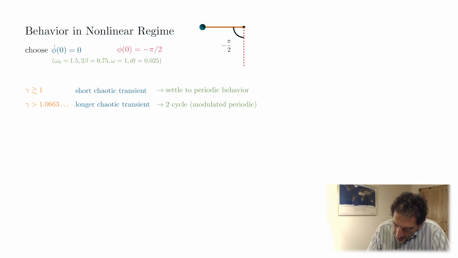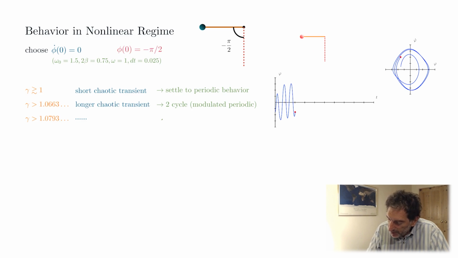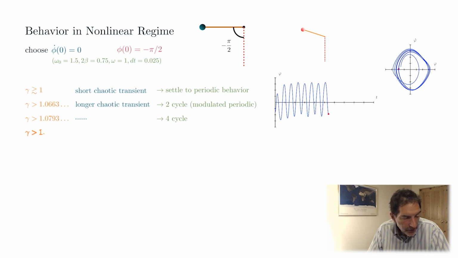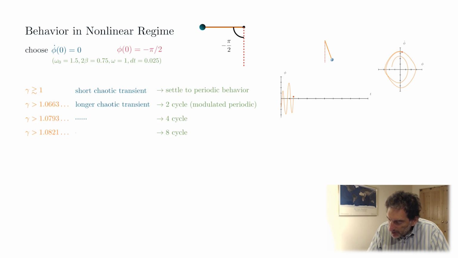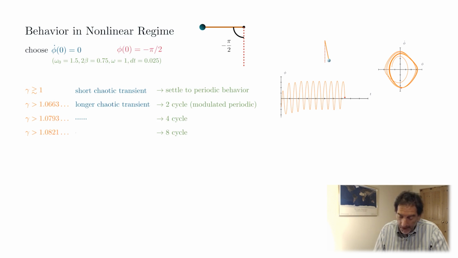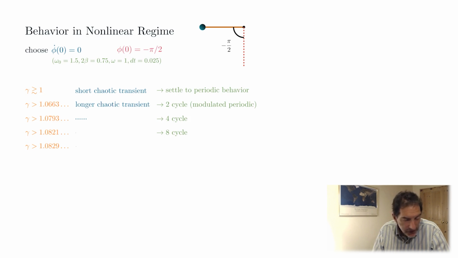When gamma passes another critical value, which is 1.0793, again, longer and longer transients occur, but eventually you settle down to a 4-cycle. When gamma passes 1.0821..., eventually the system settles into an 8-cycle. There is a sequence of period doubling bifurcations, just as in the case of the good old discrete logistic map. When gamma passes another critical value, 1.0829..., there is chaos.